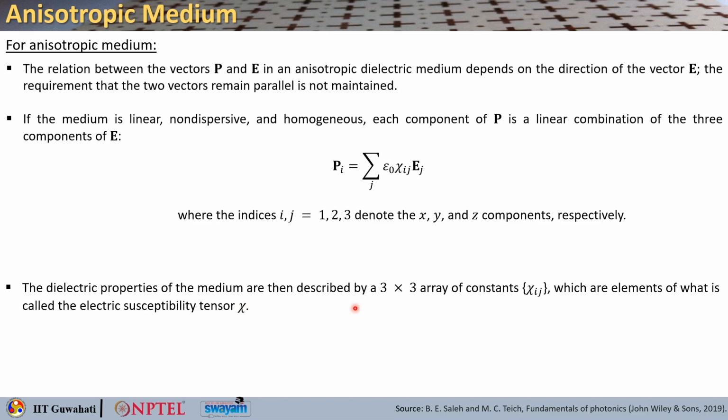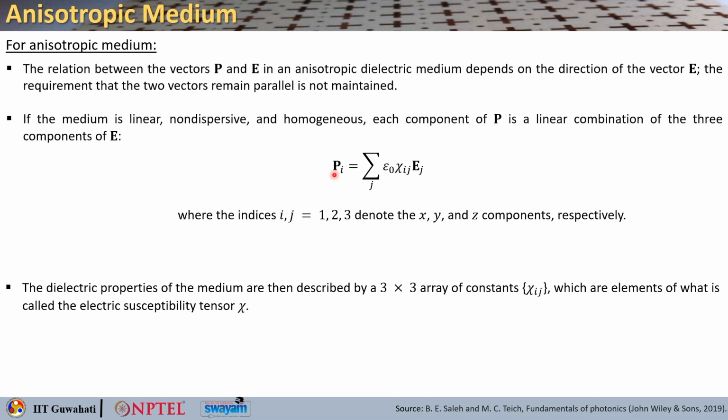So the dielectric property of the medium will in this case be, because i and j both are running from 1 to 3, a 3 by 3 array of constants, okay, as you can see here. So you are basically getting a tensor, the susceptibility tensor, that is determining the material property.